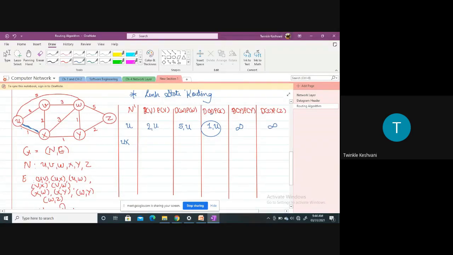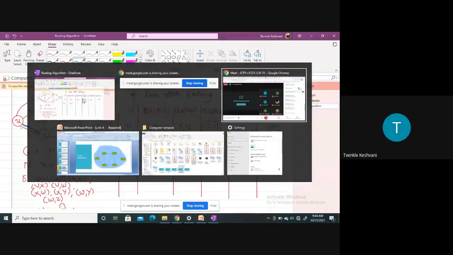Now again for V, to reach V, the same path exists. The cost is 2 and the predecessor node is U. Again, to reach W, there are many routes through which I can reach W. So which route is it? The first is a direct route, that is U to W. Is it clear so far?